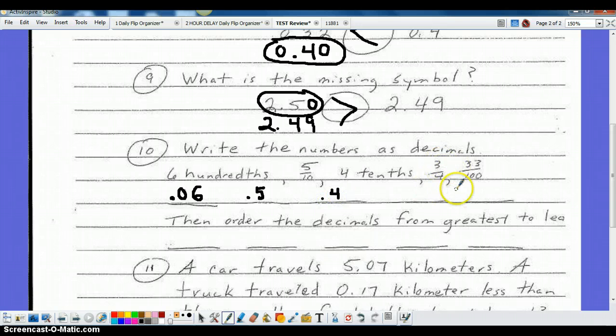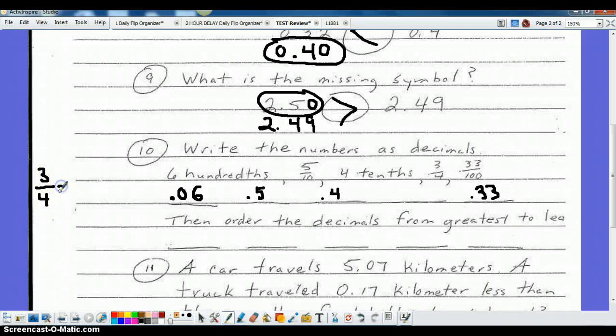Ooh, 3/4. I'll come back to that one. 33 hundredths would be a decimal point, and 33. And now 3/4. You may be wondering, well, that's not over 10 or over 100. We taught the students that you have to convert it. Make it an equivalent fraction. How are we going to do that?